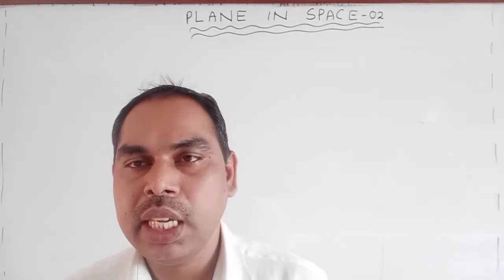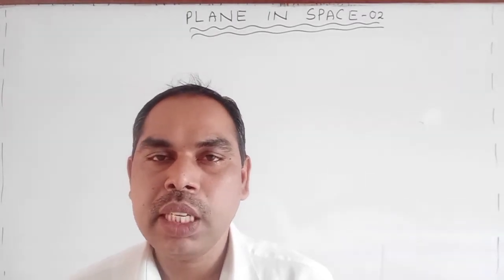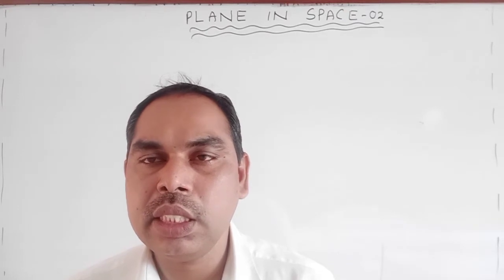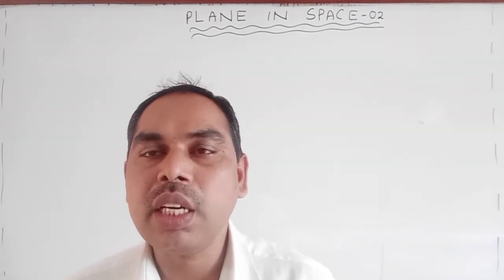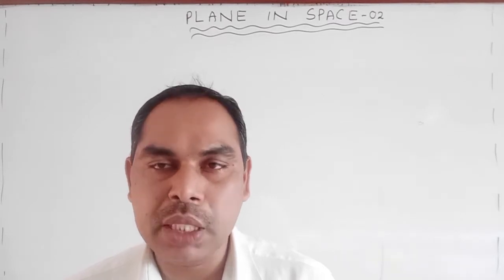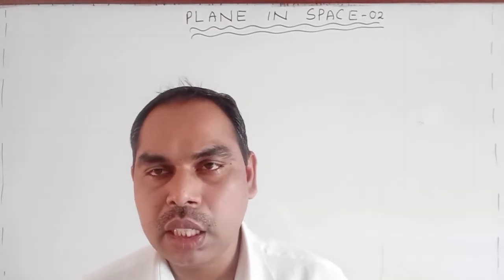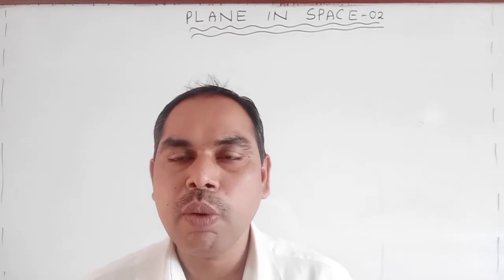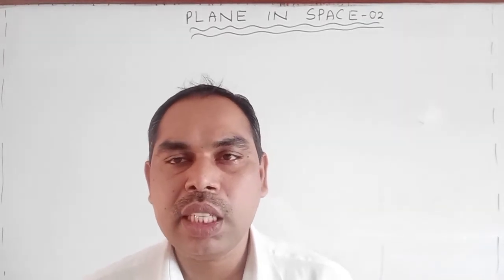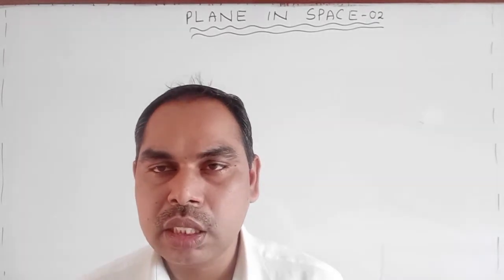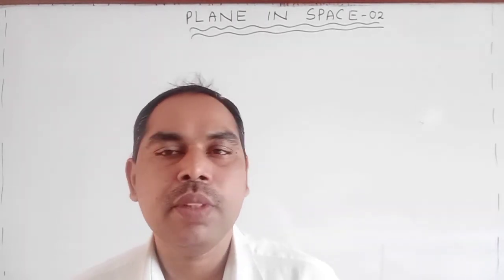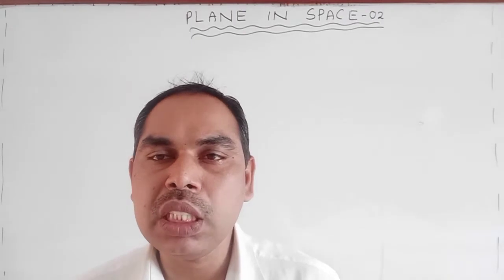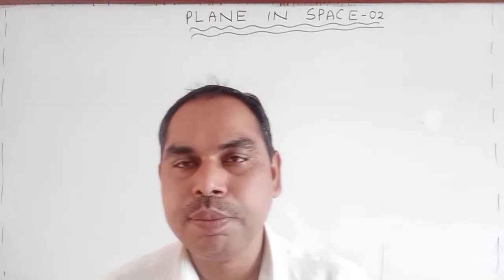In vectorial form, equation of the plane is r vector dot n cap is equal to p, where n cap is the unit normal vector and p is the perpendicular distance from the origin to the plane.